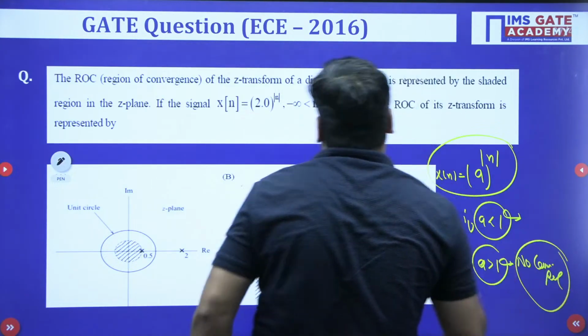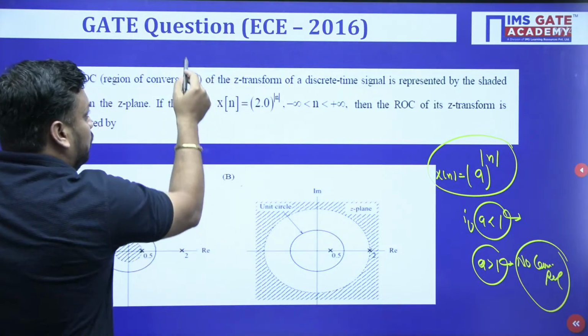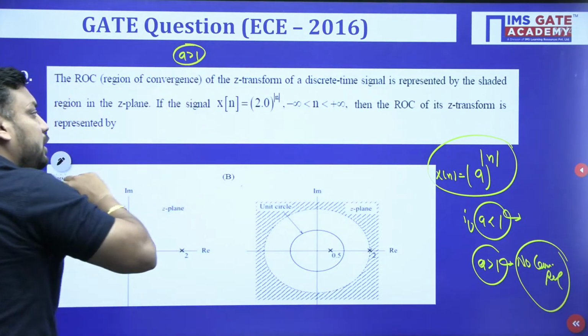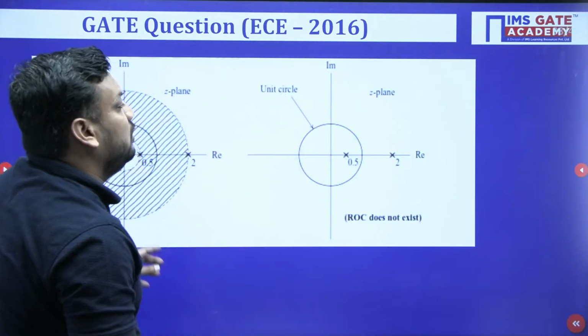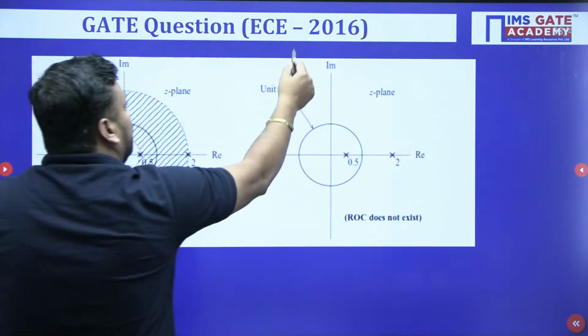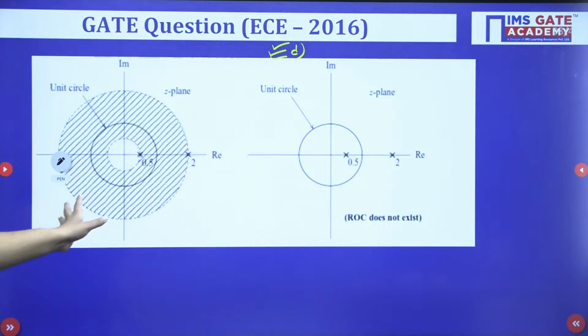No common ROC. You have to just observe here that the value of a is 2, and because a is greater than 1, there should be no common ROC. No common ROC means the answer is this. Option number D is the only correct one. No common ROC, ROC does not exist.